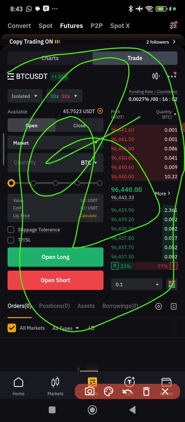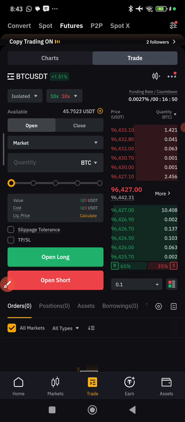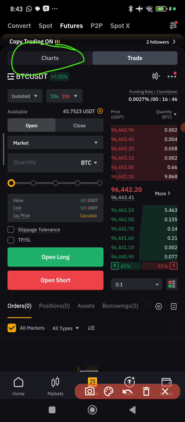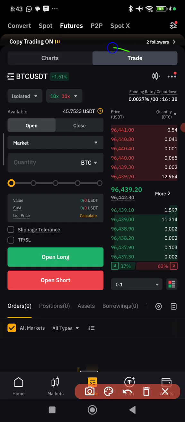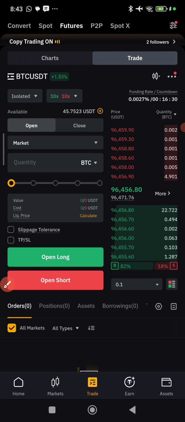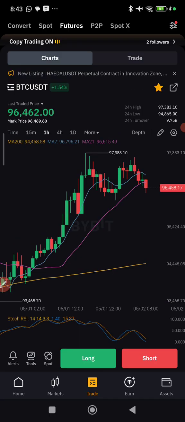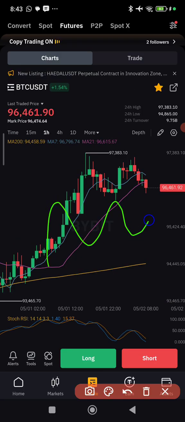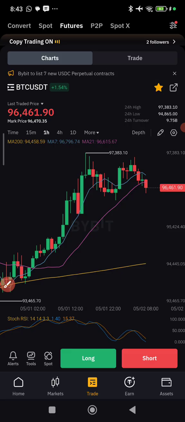Let's place a trade. The first thing you're seeing here is Chart and Trade. What is the chart and what is the trade? Currently we are on Trade, so let's click on Chart. The chart shows you the graph of the currency you're trading, to actually analyze the market.